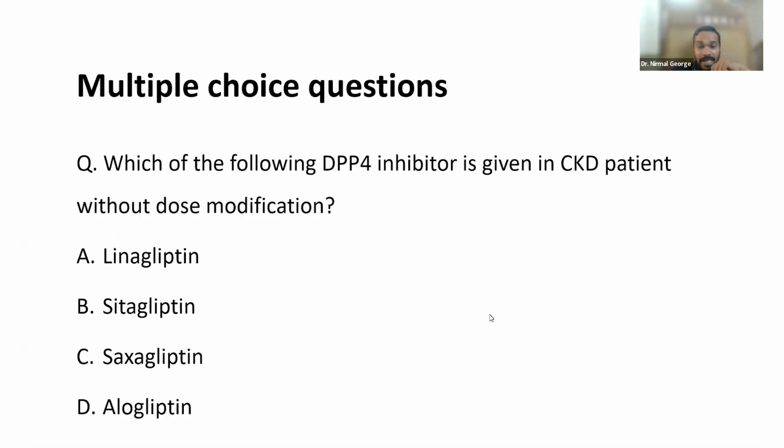Which of the following DPP-4 inhibitors is given in a CKD patient without dose modification, which can be used in chronic kidney disease? Yes, linagliptin. Linagliptin is cleared by the bile, and saxagliptin is predominantly metabolized by the microsomal enzymes. Others are eliminated by the kidney. So it can be used safely in patients who are having CKD.